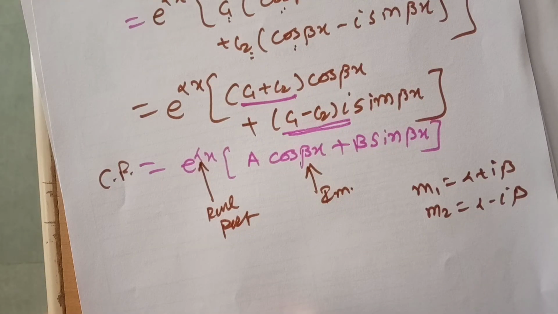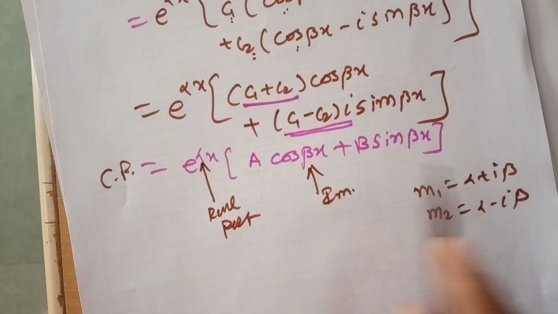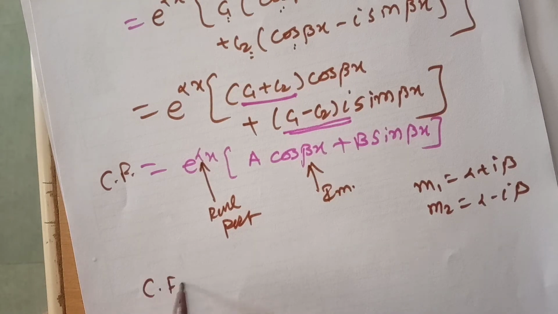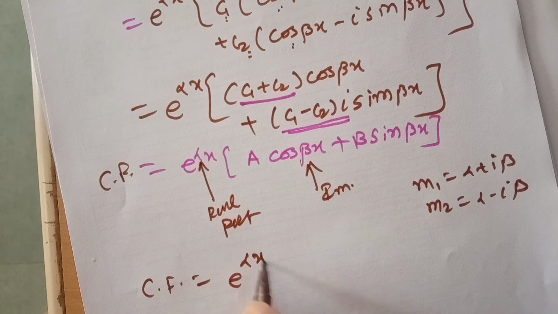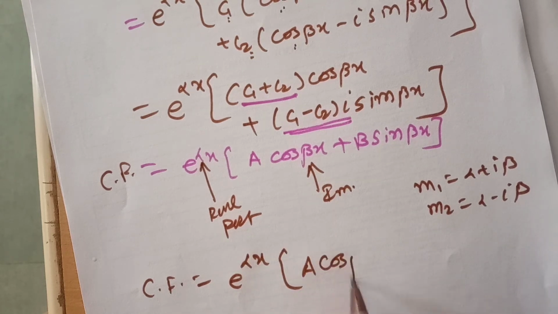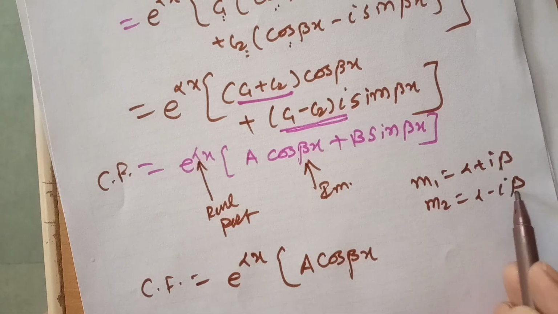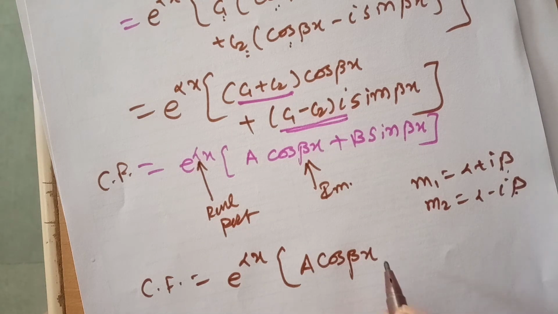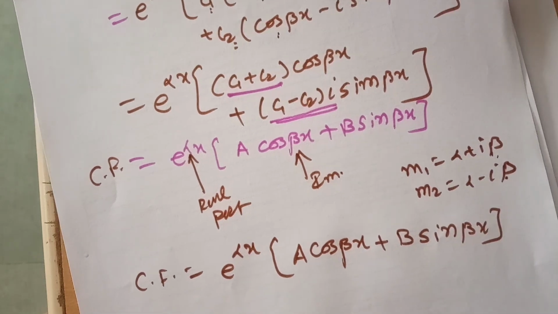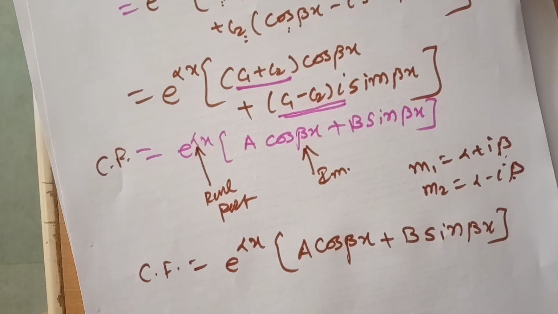And so we can write easily: if roots are complex, then our CF is e raised to power real part into x, into bracket, some constant A into cos of beta x, where beta means the imaginary part, plus B into sin of beta x. In this way we can find out CF.